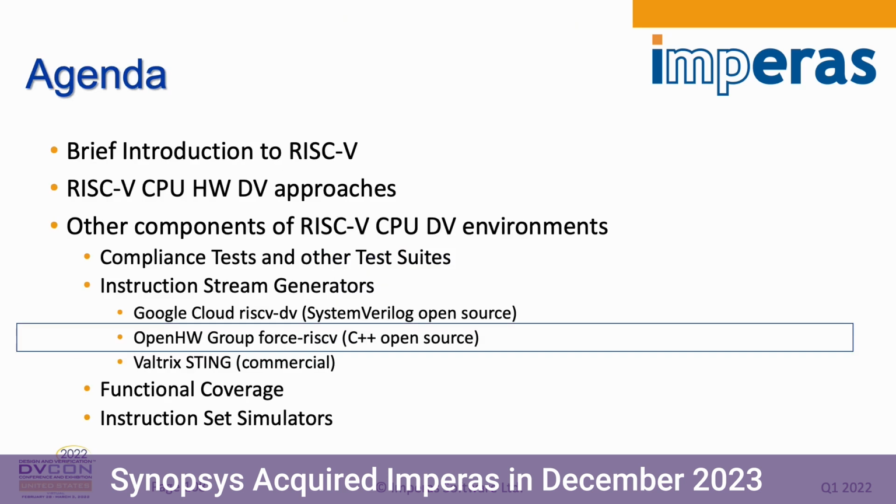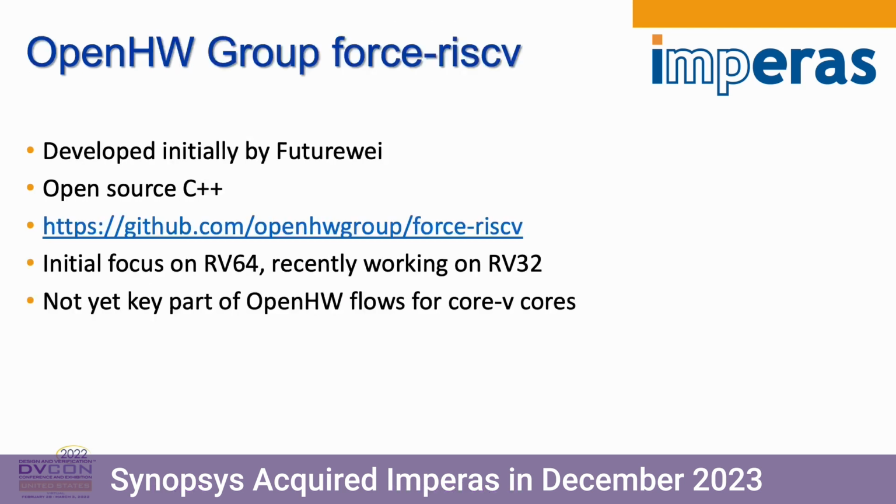Now, having looked at that, let's move on and look at another open source offering from the Open Hardware Group. RISC-V was developed initially by FutureWay. It's open source, it's in C++, and there's a GitHub on Open Hardware. The initial focus was on RV64, but recently there's been work on the RV32, but it's not yet a key part of the open hardware flow for the open hardware cause.